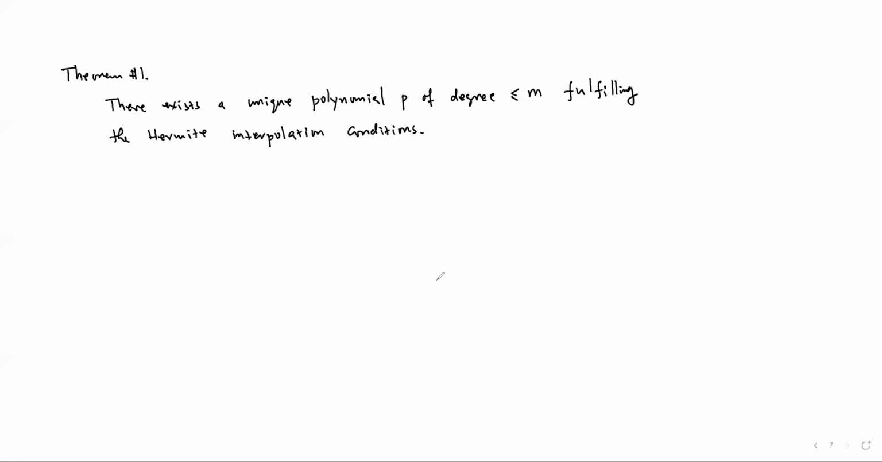The proof should be easy, right? M plus 1 conditions completely determine one and only one polynomial of degree M. A polynomial of degree M has M plus 1 coefficients.